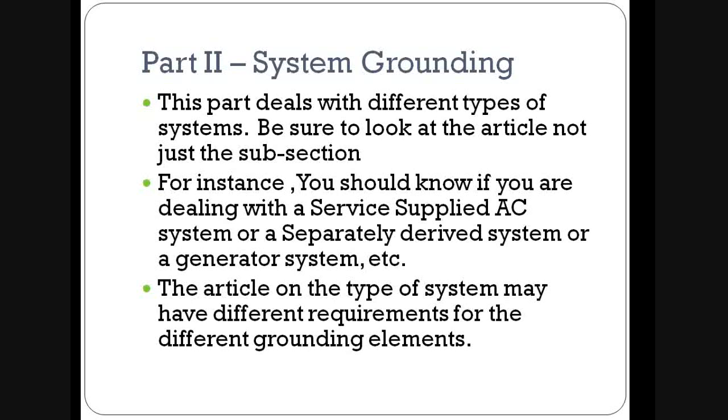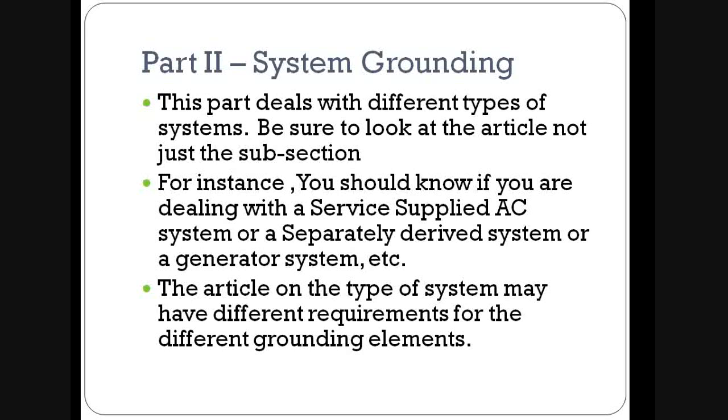For instance, if you're dealing with a service-supplied AC system, you should know that you're starting in 250.24 and then reading through there, as opposed to if you're going to be working with a separately derived system that starts at some other point. It's another system that's addressed and has a whole article that deals with that, or generator systems, for instance. As I said before, the article on the type of system may have different requirements for different grounding elements.